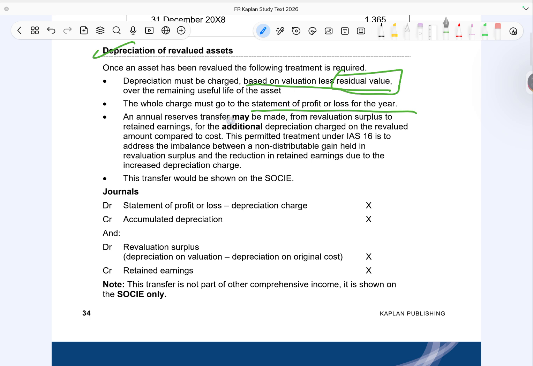An annual reserve transfer may be made from revaluation surplus to retained earnings for the additional depreciation charge on the revalued amount compared to cost. This permitted treatment under IAS 16 is to address the imbalance between a non-distributable gain held in revaluation surplus and the reduction in retained earnings due to the increased depreciation charge. This transfer would be shown on the SOCIE, which is the statement of changes in equity. So it's just that if you have any revaluation surplus, and one second now.